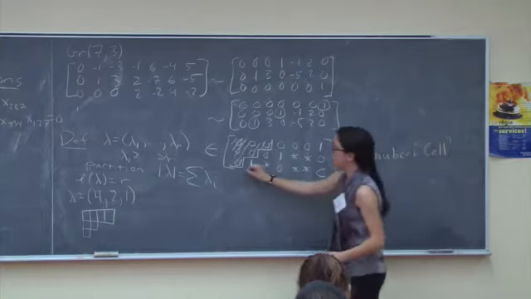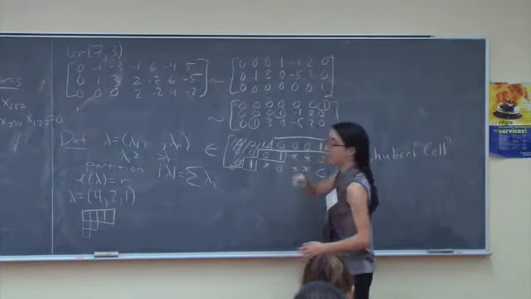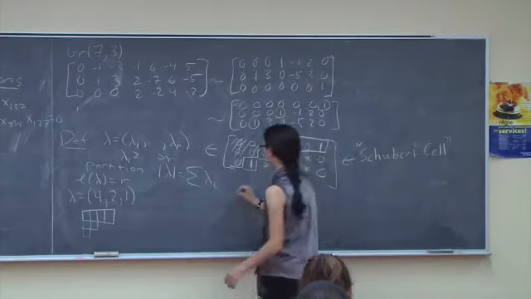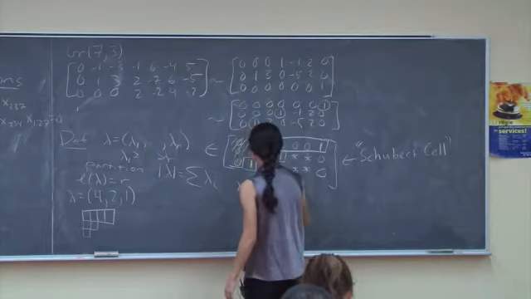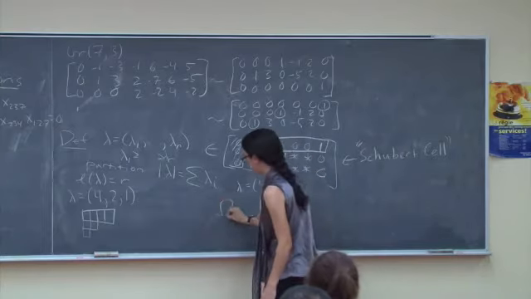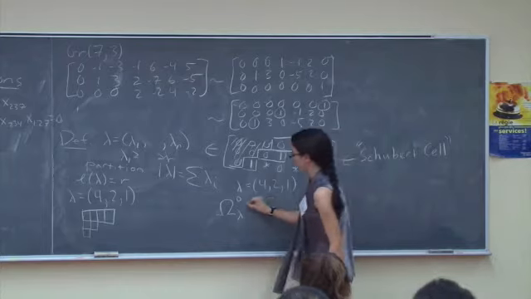And now the distance from the staircase boundary to these ones is going to be the partition that I assign to this Schubert cell. So you can almost see the partition. I'm just going to shift it over. So lambda is my 421 here that I assigned to this Schubert cell, and I'm going to write this as omega lambda circle, the Schubert cell corresponding to lambda.